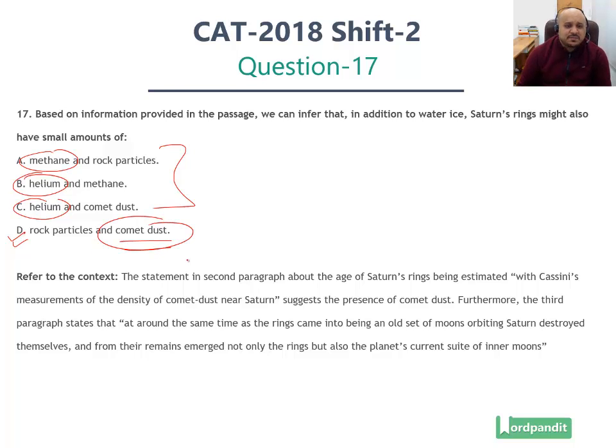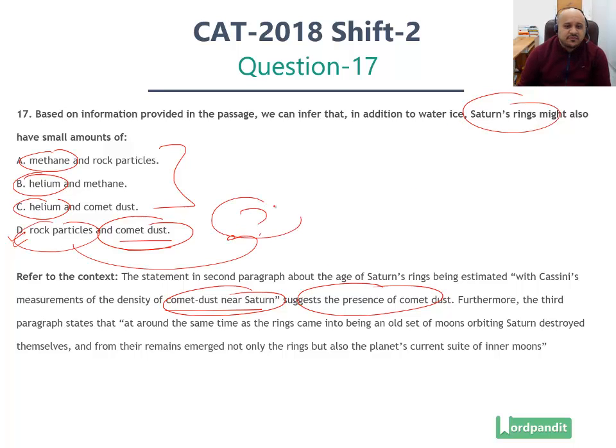Comet dust is directly mentioned in the passage. The author states in the second paragraph, with Cassini's measurements of the density of comet dust near Saturn. So this suggests the presence of comet dust that's been mentioned. So comet dust is present in Saturn's rings. The problem is rock particles. Where does this come from?